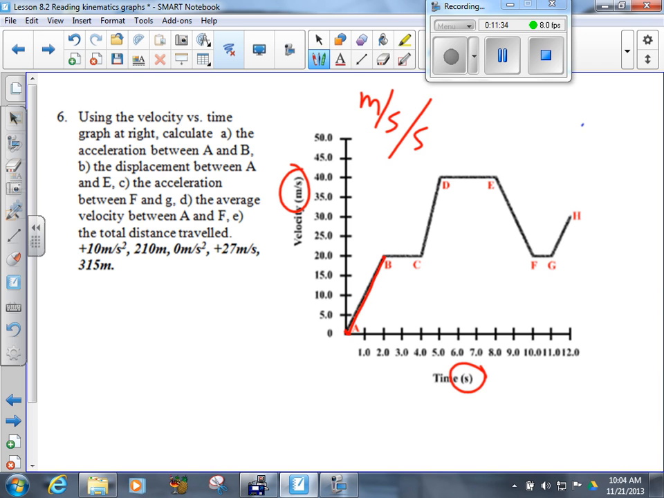Slope. Okay, the slope of a line on this kind of graph gives me acceleration. So if I want to find the acceleration between A and B, I'll use this point here as my y2, 0 is y1, and x2 will be 2 seconds. So we'll have 20 over 2, which gives us 10 meters per second squared. Any other ones there, guys? All right. Anybody done? I got a couple.